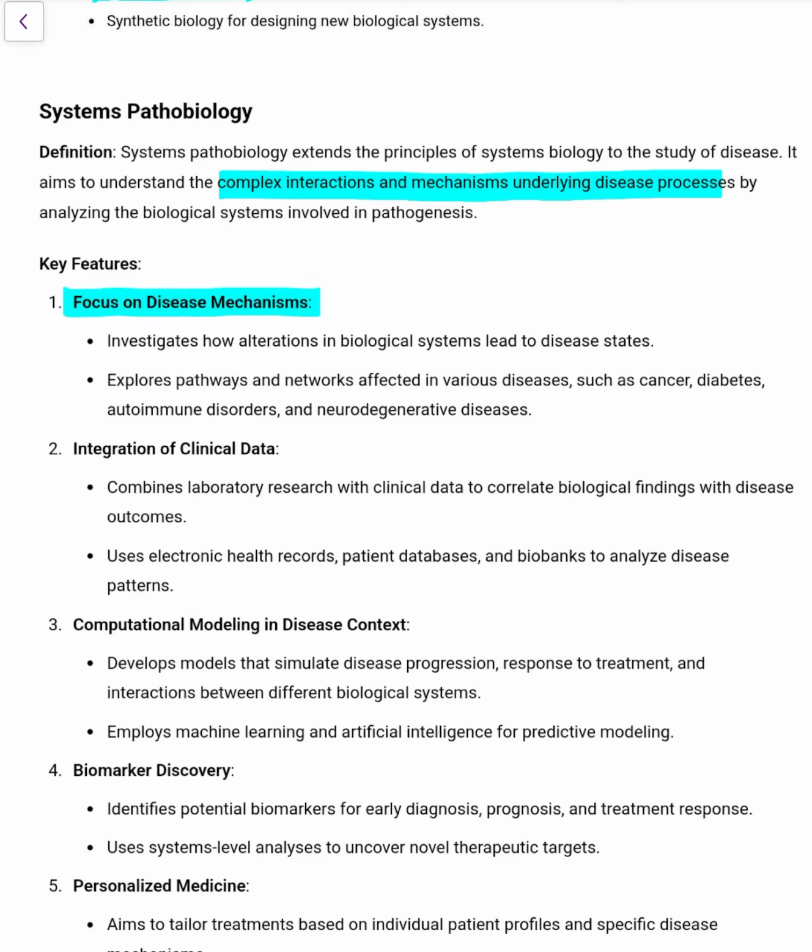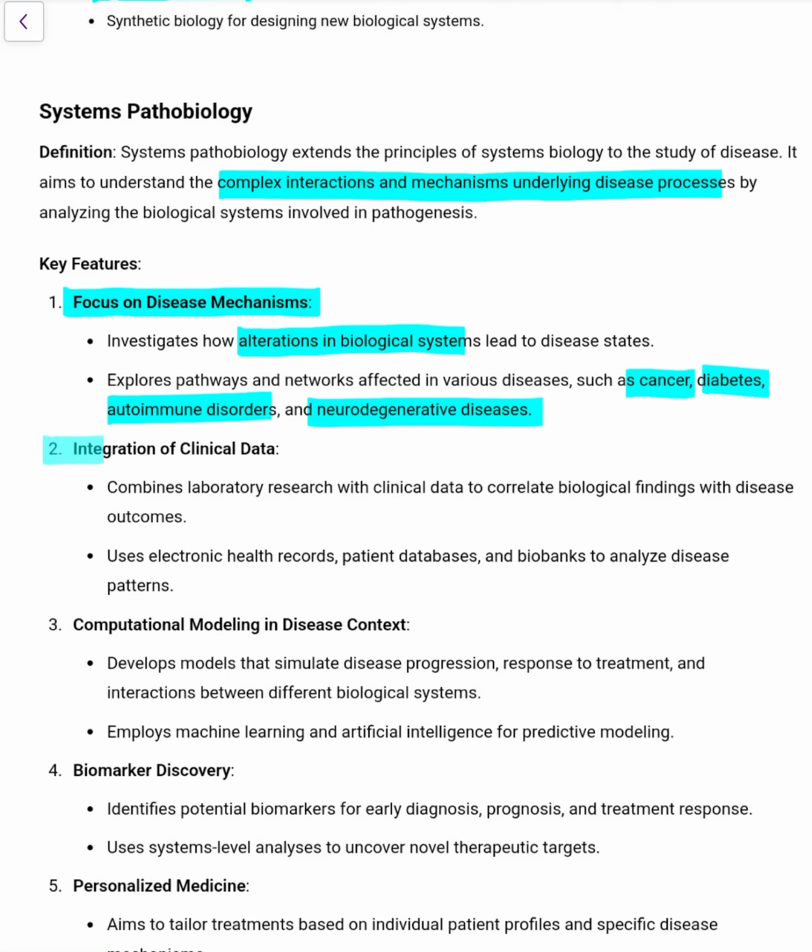We are studying how there is alteration in the biological system which is leading to the disease state, like cancer, diabetes, autoimmune disorders, neurodegenerative disorders. We are seeing the complex pathways or networks which are getting affected in these diseases.